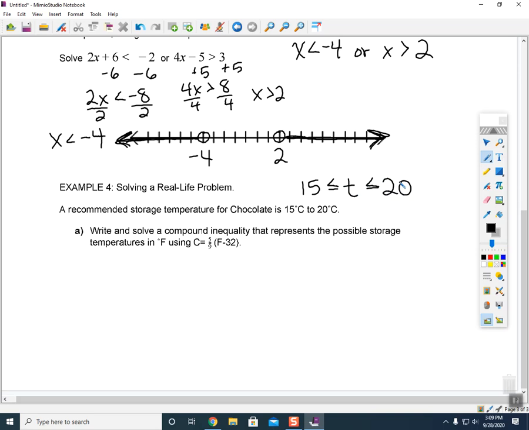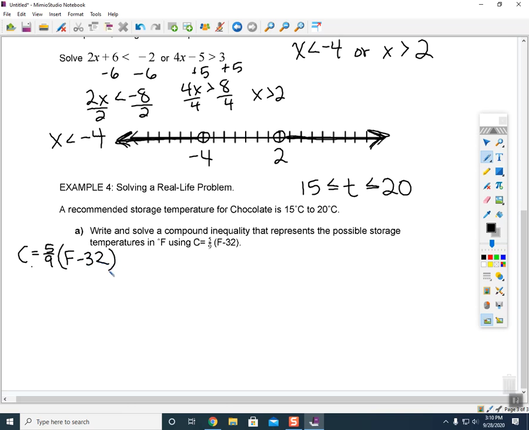But I'm not dealing with degrees Celsius. I want to know what is its equivalent in Fahrenheit. So this is where we get to do your favorite thing ever. We're going to solve for F. This is a literal equation. So I've got C equals 5/9 times (F minus 32).